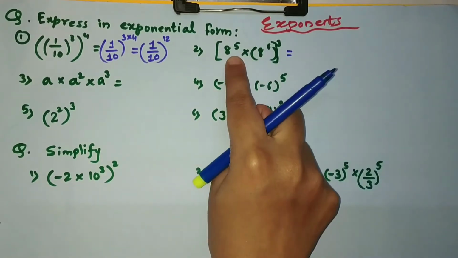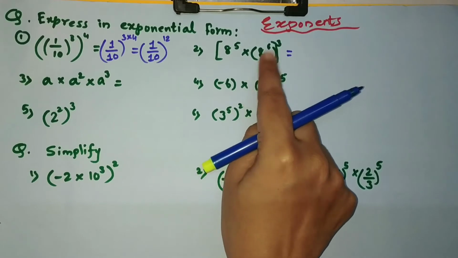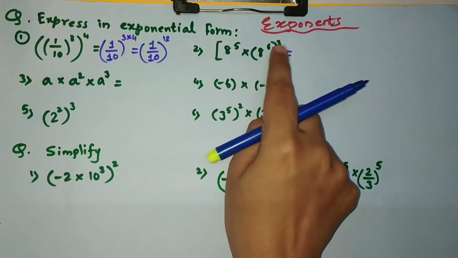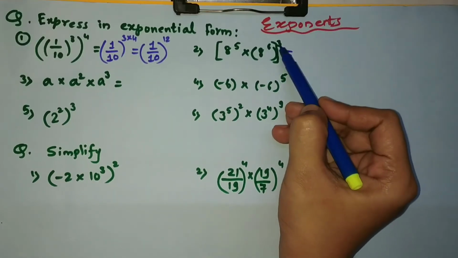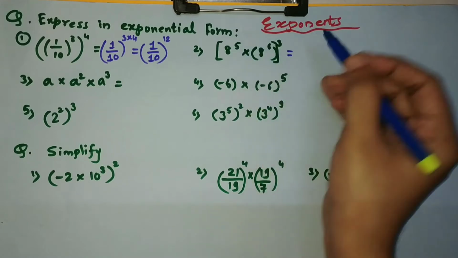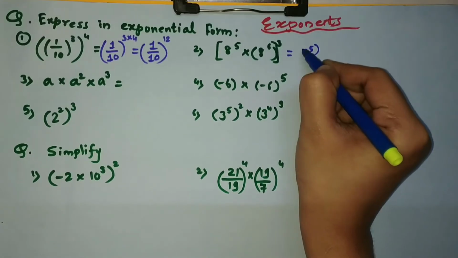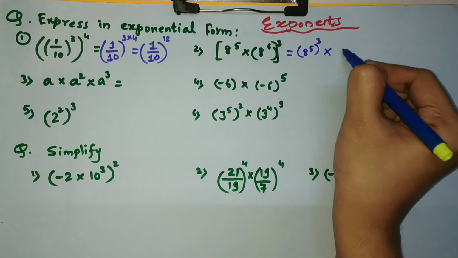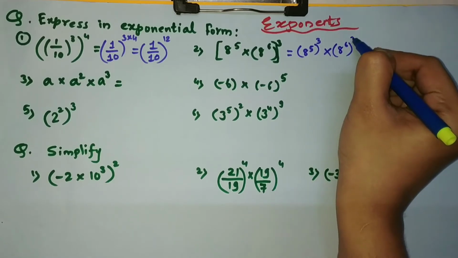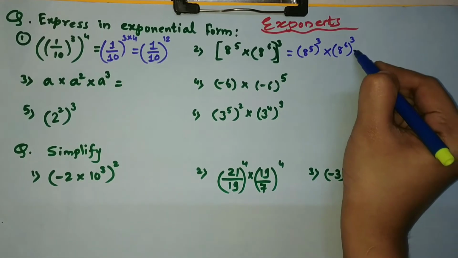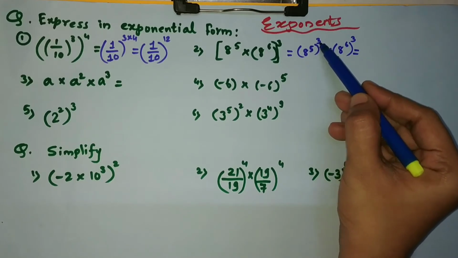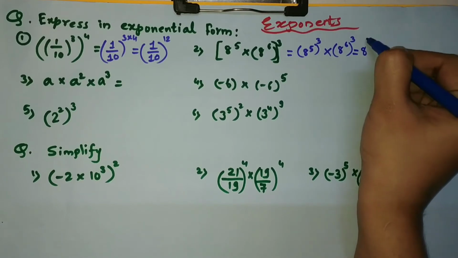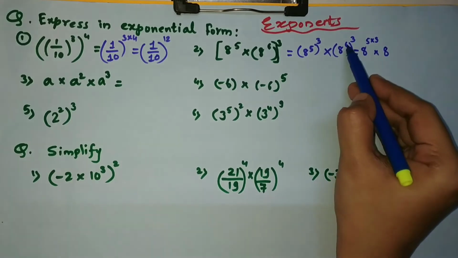The next question, we are having 8 to the power 5 multiplied by 8 to the power 6, in a bracket, and the power outside is 3. So first of all, by using the law, we will give this power 3 to both. So we'll write (8^5)^3 multiplied by (8^6)^3. Friends, next we will solve it. Now we got a power of a power, here 5, again power is 3. So we just need to write 8 to the power 5 into 3 multiplied by 8 to the power 6 into 3.